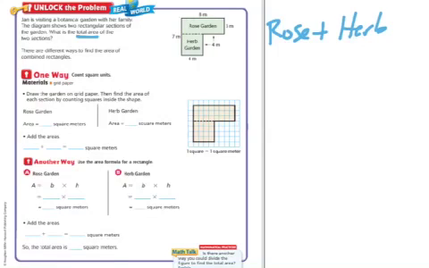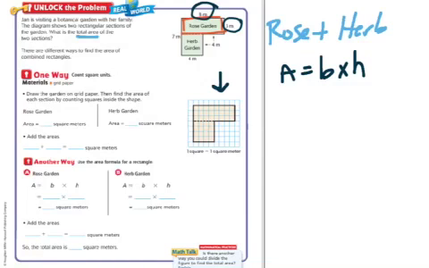They drew it for you over here in a graph form, and you can count up the different unit squares to find the area. But what I really want us to focus on is using the tools that we've learned in order to find the area, which is our equation. Area is equal to base times height. Okay, we're focusing right here on our rose garden, and we have our base and we have our height.